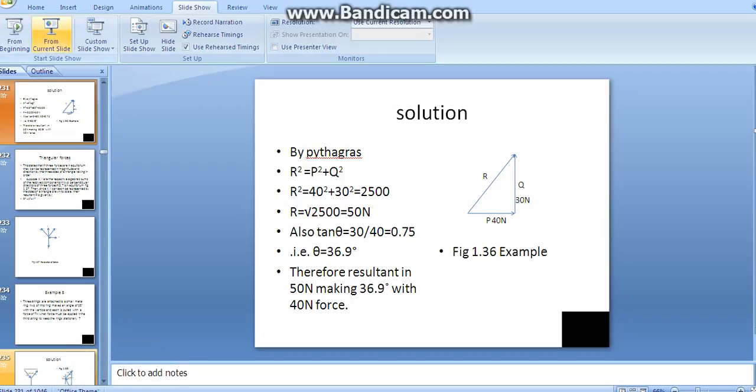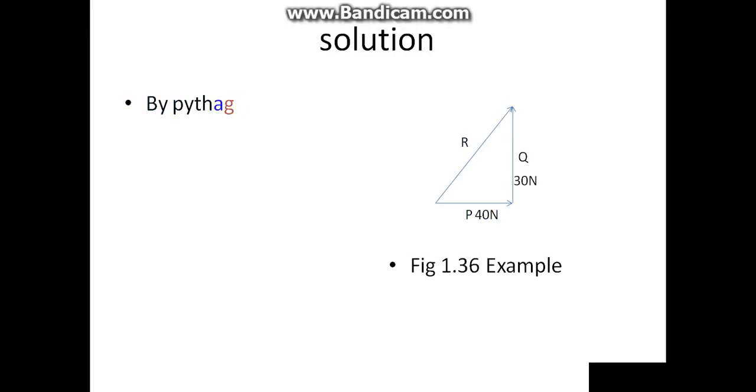Q is due north at 30 Newton, while P is due east at 40 Newton. We have to get the resultant R. From Pythagoras' theorem, the square of the hypotenuse is equal to the sum of the squares of the other two sides.